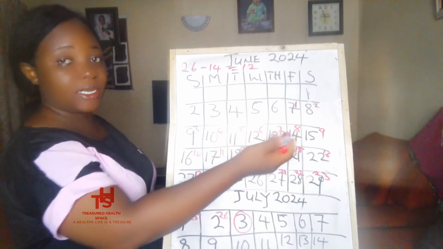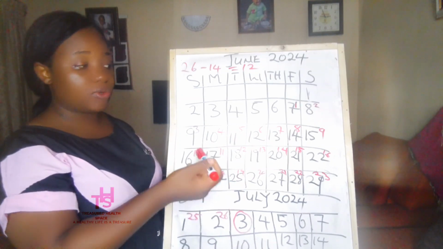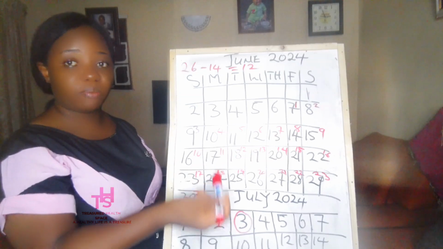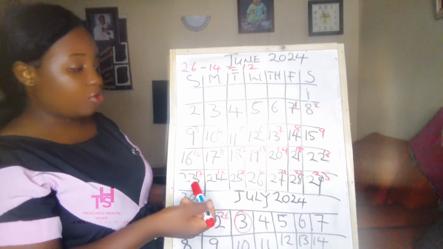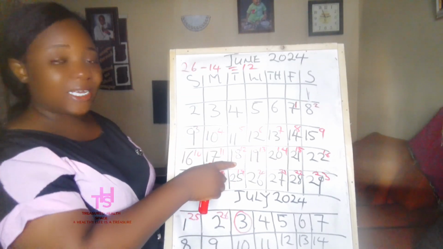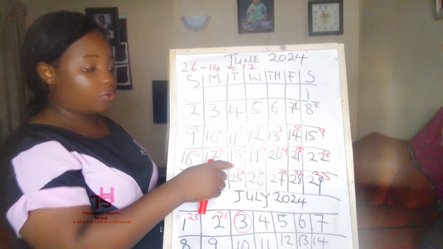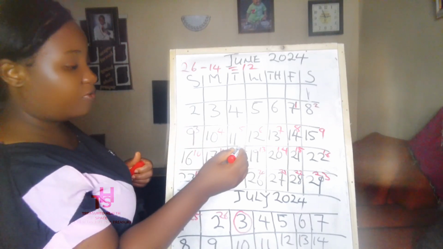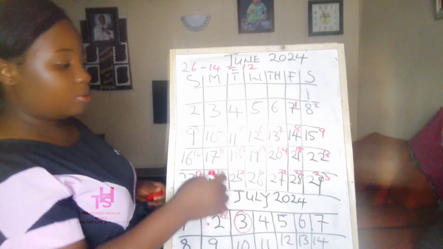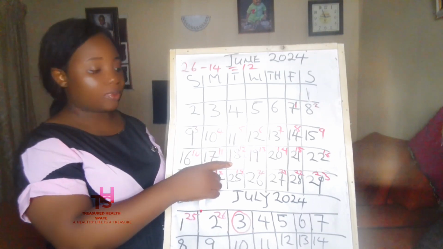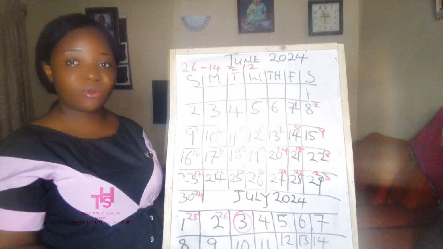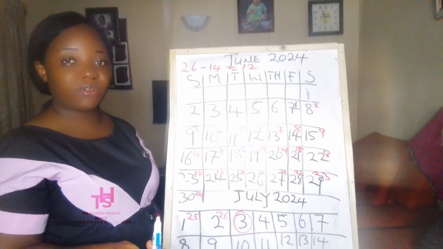Now look at the days written in red. Those are the days being allocated to your menstrual cycle. So your day 12 is on the 18th of June. That is your day 12. Okay, so this is day 12 right here, 18th of June. This is the day you are most likely to ovulate.